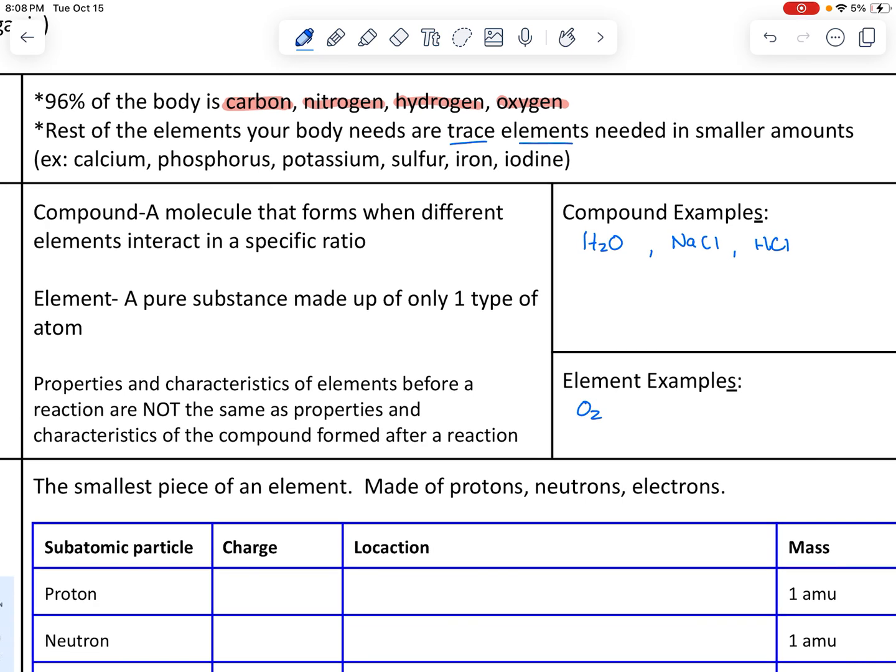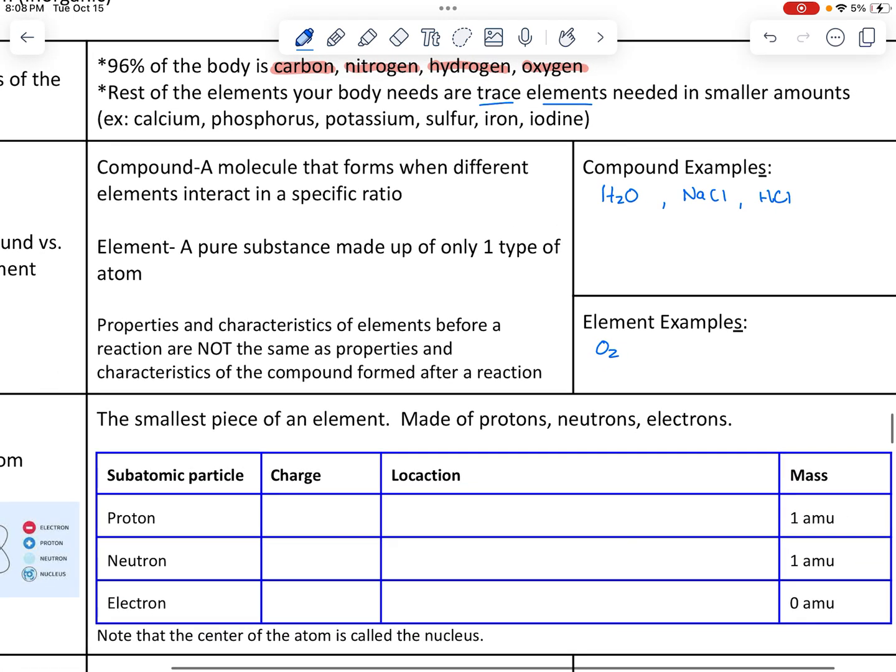An element is a pure substance. Compounds, obviously, because they're made up of 2 different elements, are not considered a pure substance of only one type of atom. And the properties and characteristics of elements are fixed, and not necessarily the same as the properties and characteristics of the compound after.